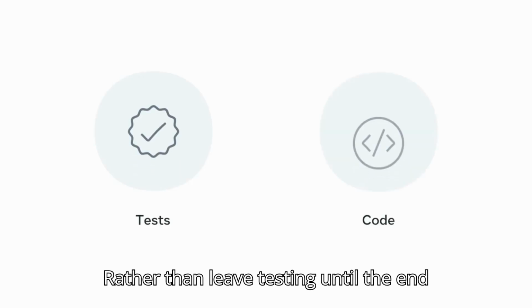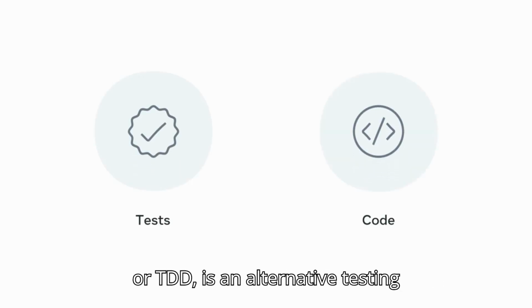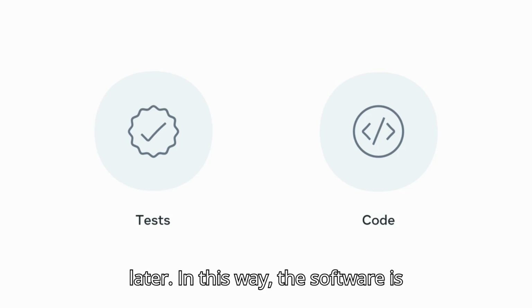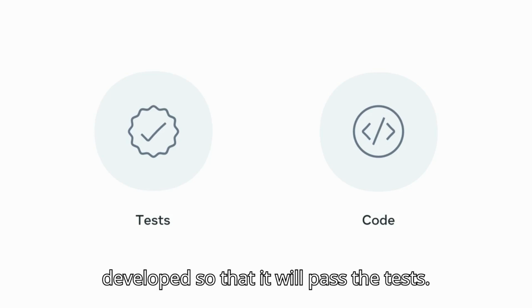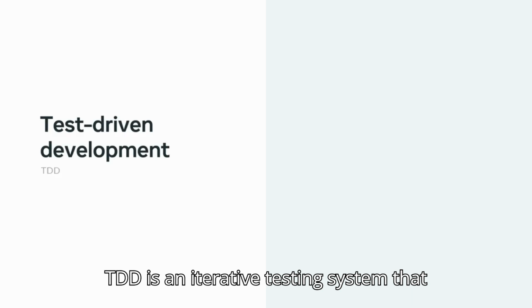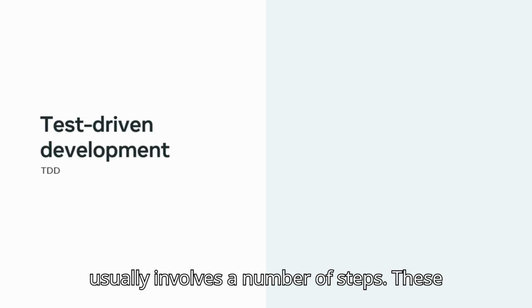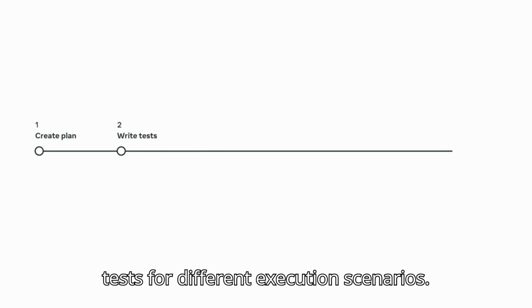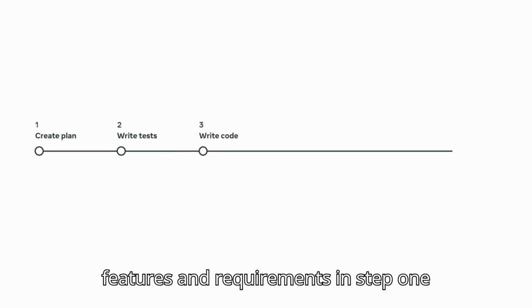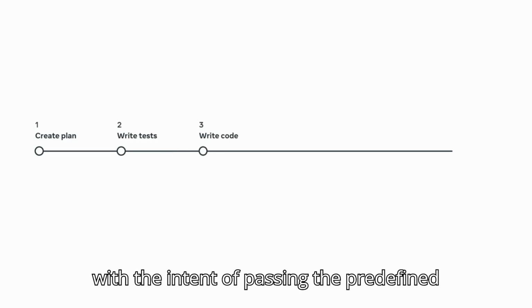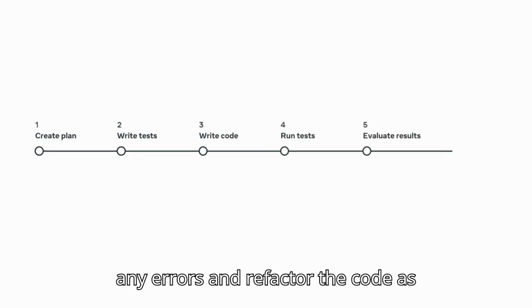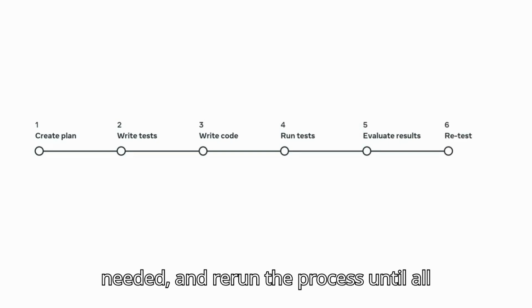Rather than leave testing until the end of your project, test-driven development, or TDD, is an alternative testing methodology in which the tests are written first and the code is written later. In this way, the software is developed so that it will pass the tests. TDD is an iterative testing system that usually involves a number of steps. These steps are: identify and plan for the software features and requirements, write tests for different execution scenarios, write and implement code to fulfill the features and requirements in step 1 with the intent of passing the predefined tests, run the tests, evaluate any errors and refactor the code as needed, and rerun the process until all tests are passed.